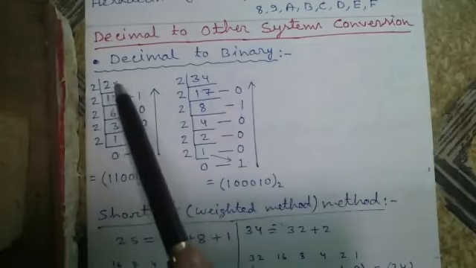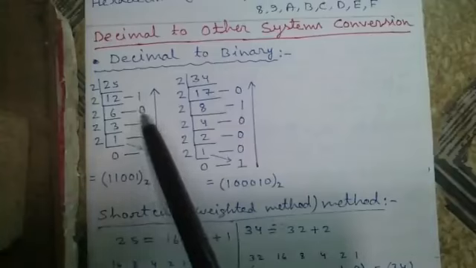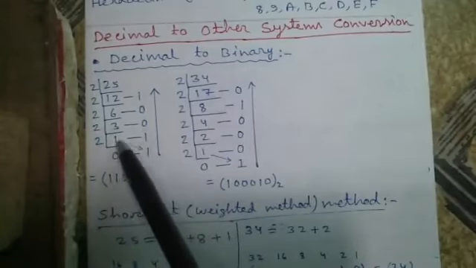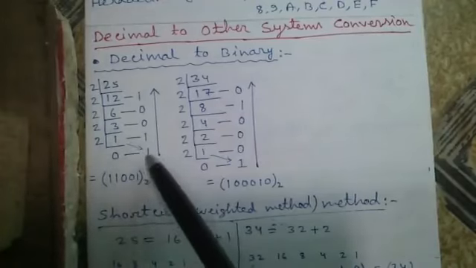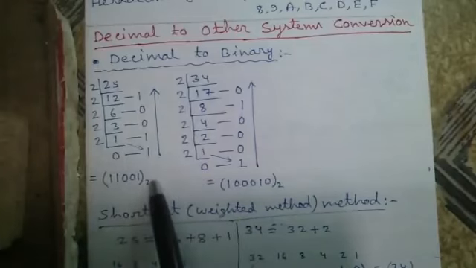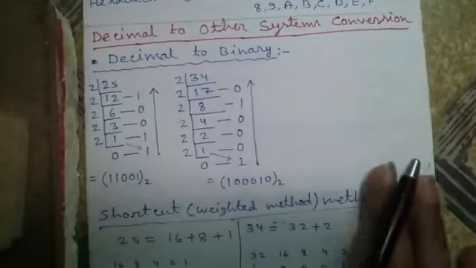So let's start. 25 divided by 2, quotient 12, remainder 1. 12 divided by 2, quotient 6, remainder 0. 6 divided by 2, quotient 3, remainder 0. 3 divided by 2, quotient 1, remainder 1. And 1 divided by 2, quotient 0, remainder 1. This 1 is jumped to here and we read the result upward, so it becomes 11001 in binary. For 34, pause the video and do it yourself.